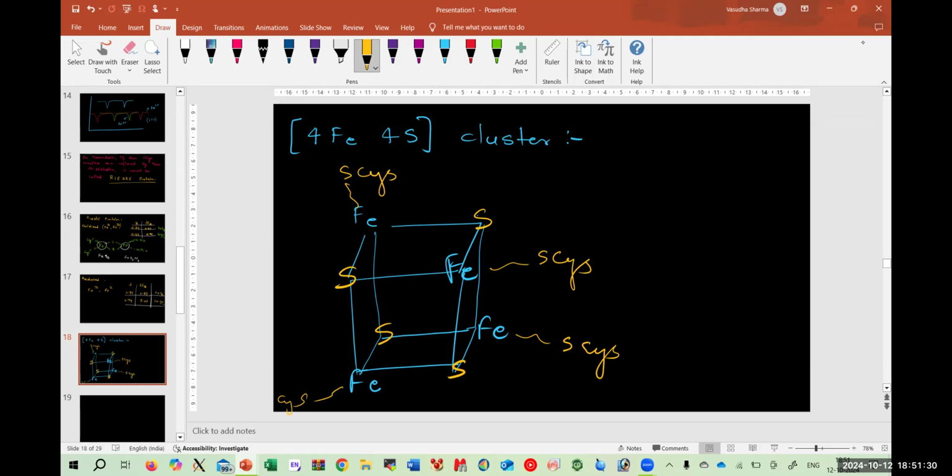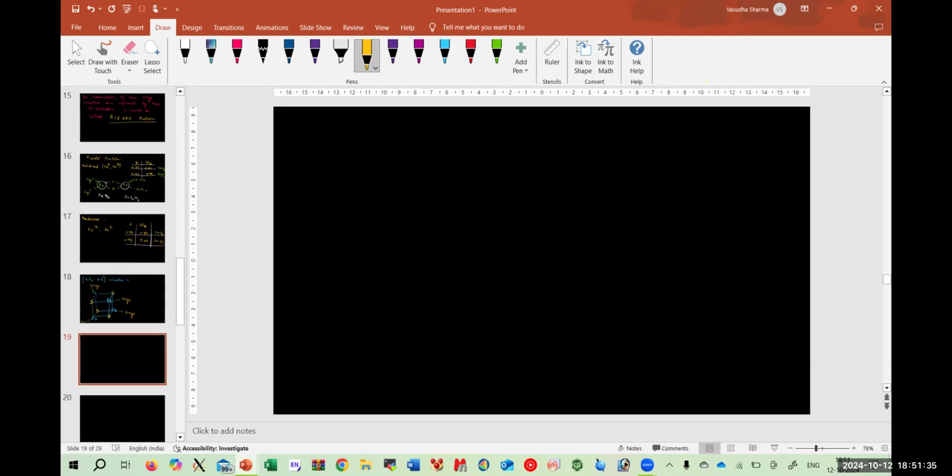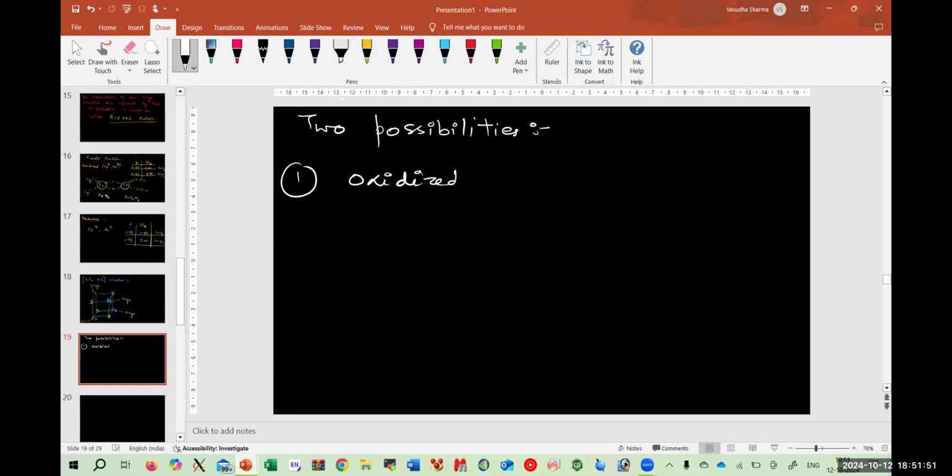Okay, so there are two possibilities. The first one is when this system has a redox potential of about -280 millivolts versus the standard hydrogen electrode.